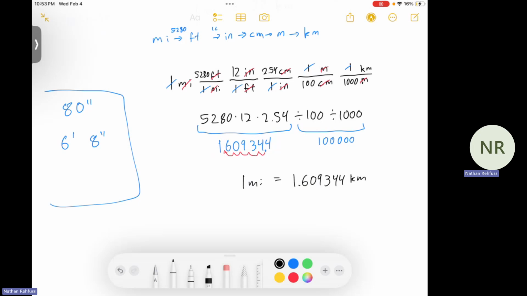How many meters is 1.609344 kilometers? Well, to get from kilometers to meters, I just need to multiply by 1,000. And multiplying by 1,000 is as easy as moving the decimal place. So this is the same as 1,609 meters. Or if I wanted the answer in millimeters, I could multiply by 1,000 again. 1,609,344 millimeters.